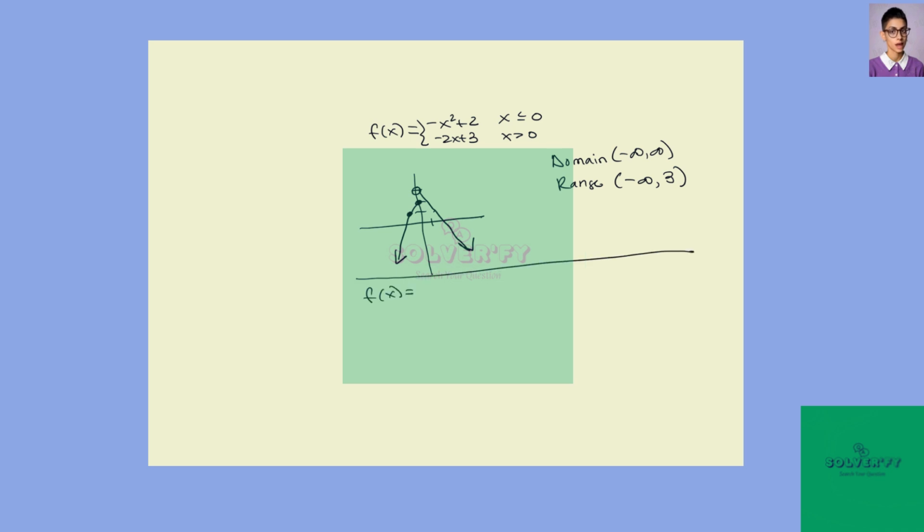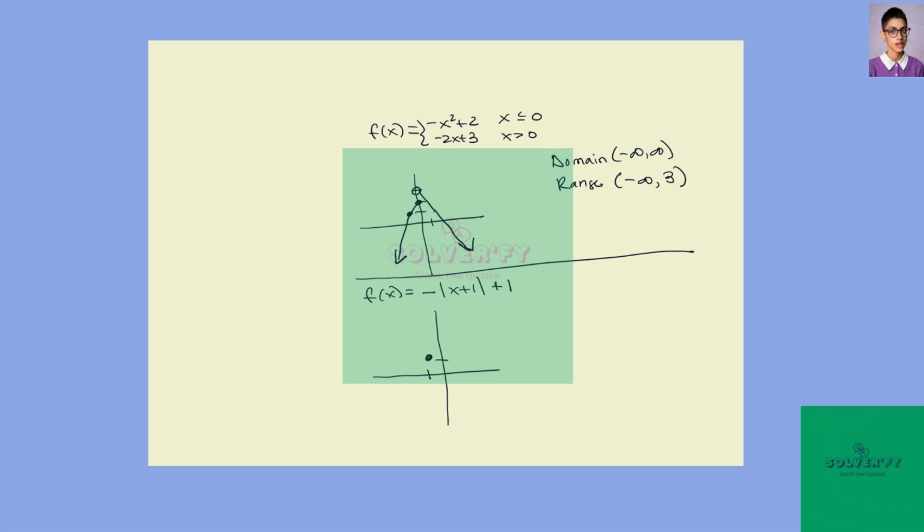Now for my second function, I have negative absolute value of x plus 1 plus 1. So let's start by graphing that function. I'm going to have that vertex of that absolute value function at negative 1, 1.